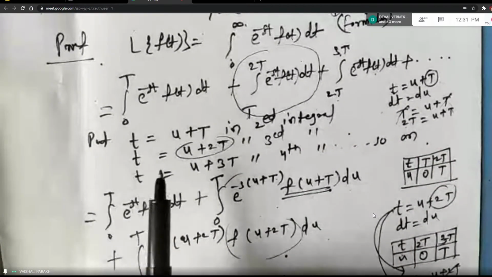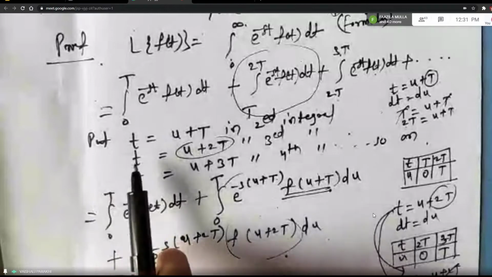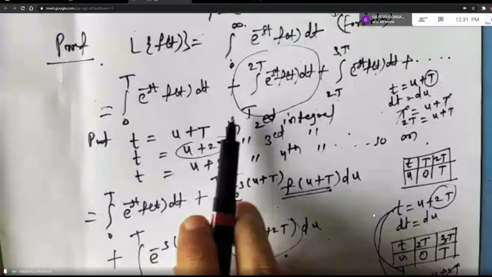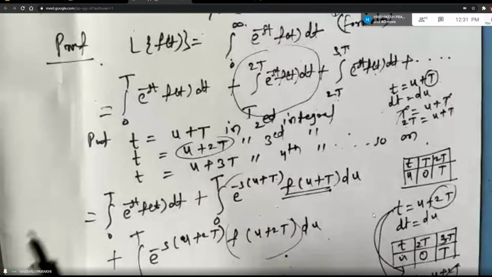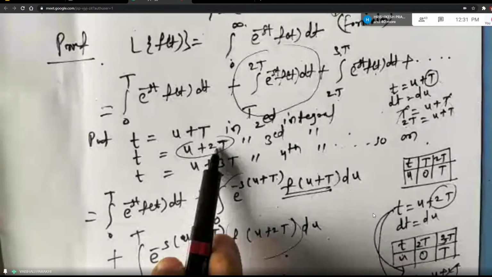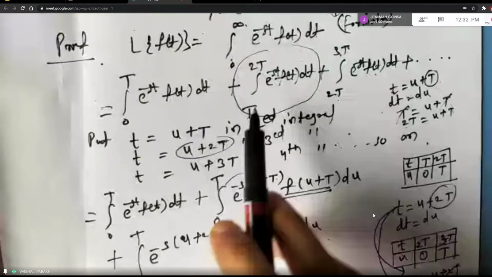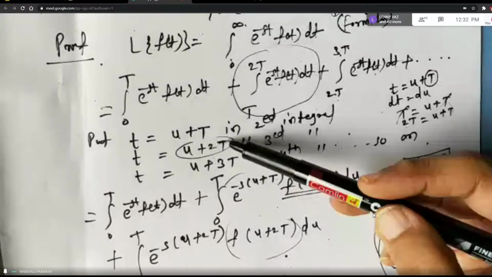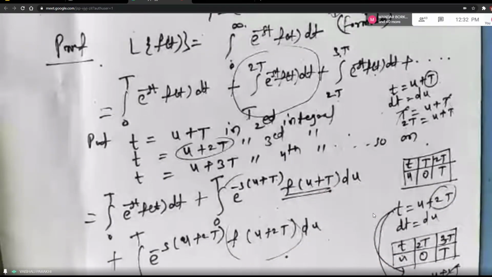Then the key step is here. You have to remember few substitutions. Put t is equal to u plus T in the second integral. We are not going to touch first integral. Put t is equal to u plus 2T in the third integral. Put t is equal to u plus 3T in the fourth integral. And so on. So every time we are taking T, 2T, 3T, 4T, 5T, and so on.